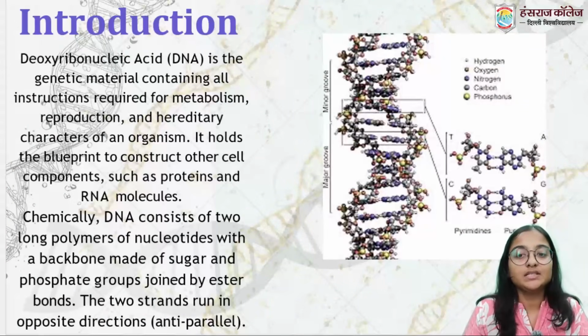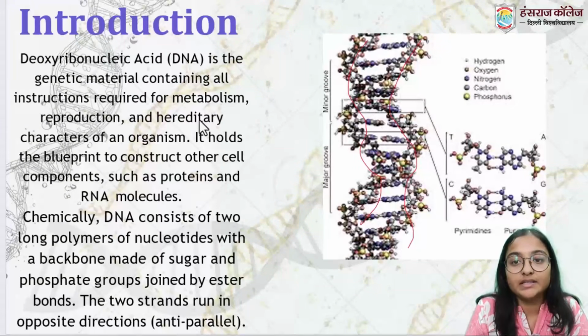Chemically, the DNA consists of two long strands. These strands are made up of nucleotides. One of these strands is this one, and the other one is this one. These strands have the backbone made up of sugar and phosphate bonds. These are connected by the ester bonds. Now, these two strands run in opposite directions of each other. That is, they are anti-parallel to each other.